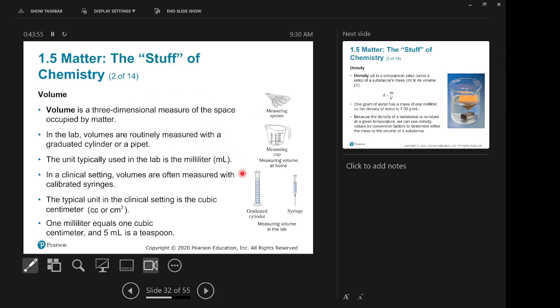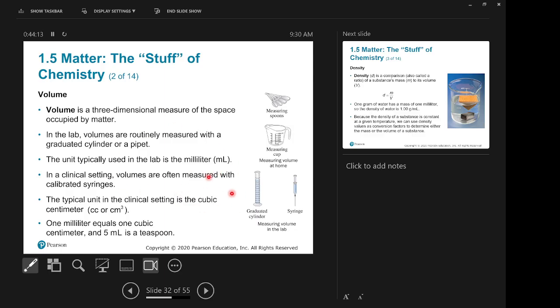The unit is typically going to be the milliliter, which is 1,000th of a liter, because usually you don't want to work in full liter amounts. Liter amounts are just too big. This should be pretty close to a liter right here.